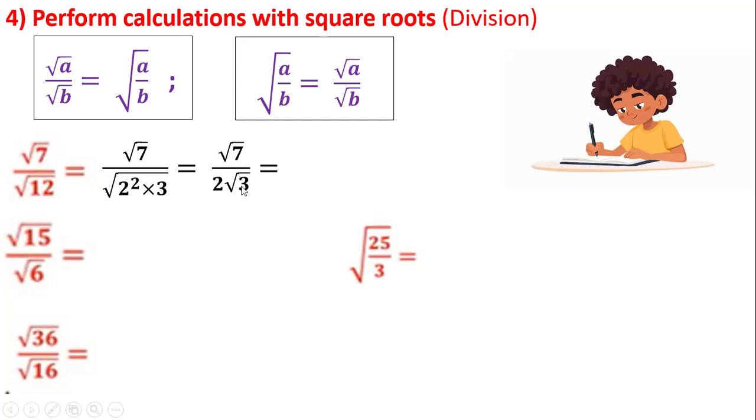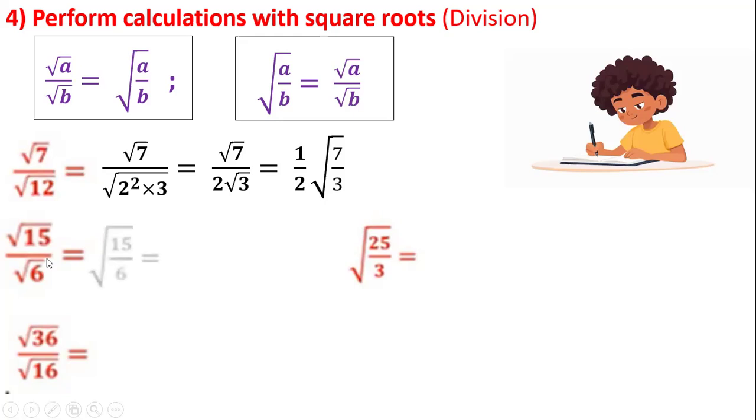We can keep it like this, or we can write radical 7 and radical 3 in the same radical. Here, since the coefficient is 1, I write it 1 over 2 radical 7, all of it over 3 in the same radical. Radical 15 over radical 6. So we write the numerator. 15 cannot be decomposed into prime factors and 6 cannot be decomposed into prime factors.